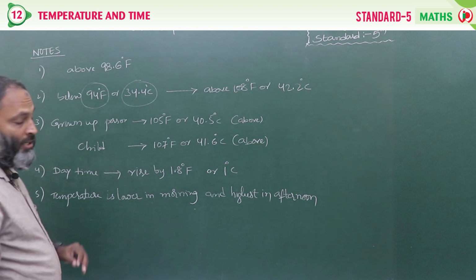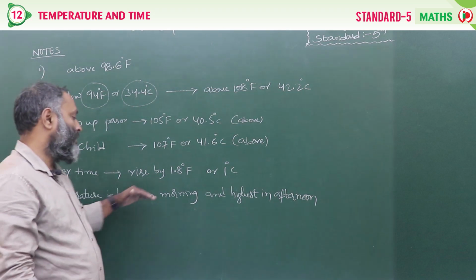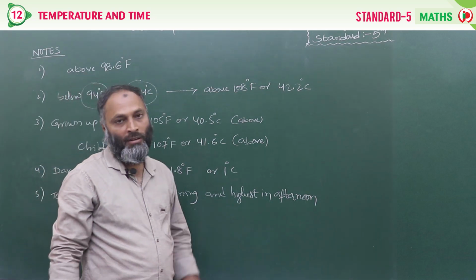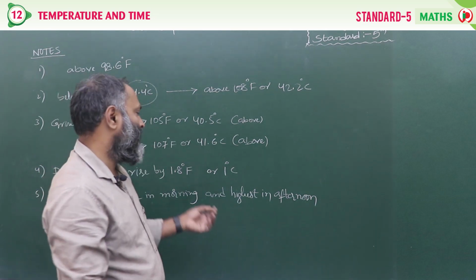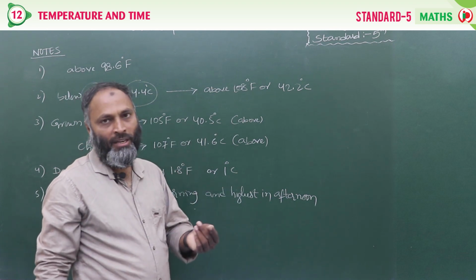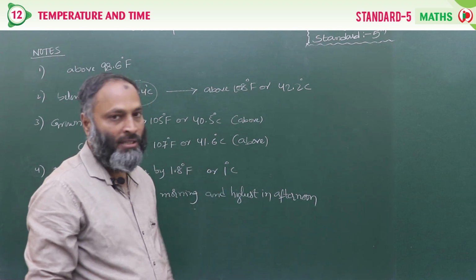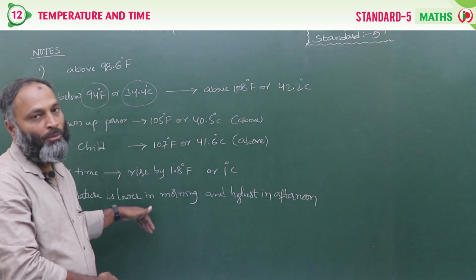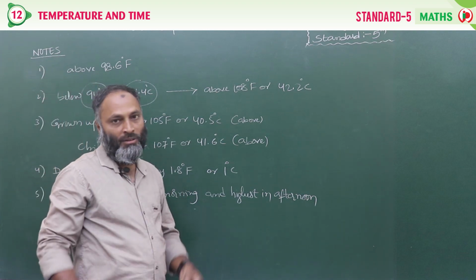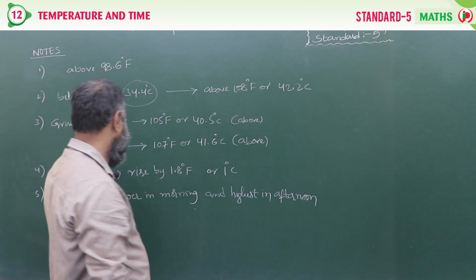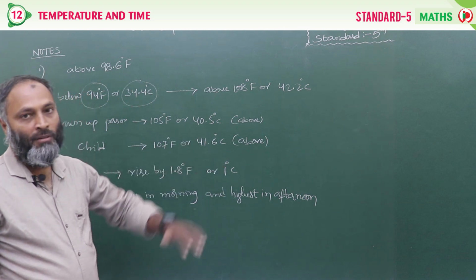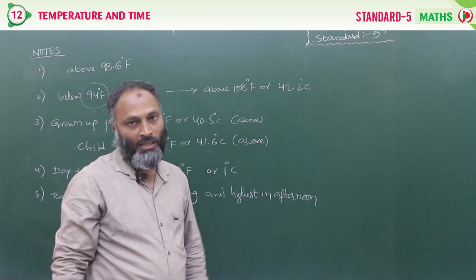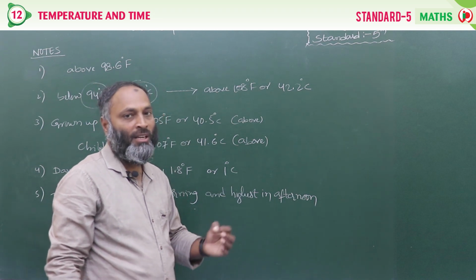One more thing: in the morning our body temperature is low, and in the afternoon it is a little bit higher, approximately 1.8 degrees Fahrenheit or 1 degree Celsius higher. So this fluctuation is there between morning and afternoon. In the morning the body has a lower temperature, and in the afternoon it reaches its highest temperature, though the fluctuation is small.